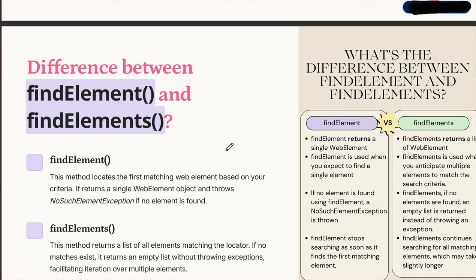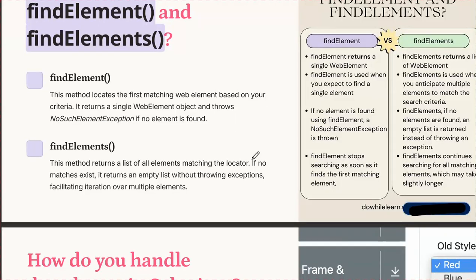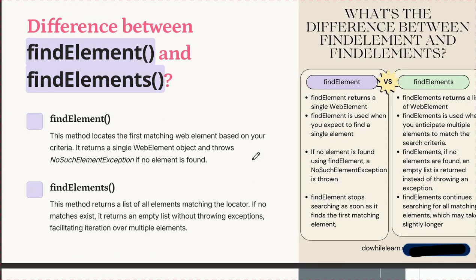So the next question is the difference between the find element and the find elements method. As you know guys, find element returns the first matching element on the web page, and find elements returns the whole list of web elements. When we have to find the first matching element on the web page, we use find element, and if this element is not found, it will throw a no such element exception in the case of the find element method.